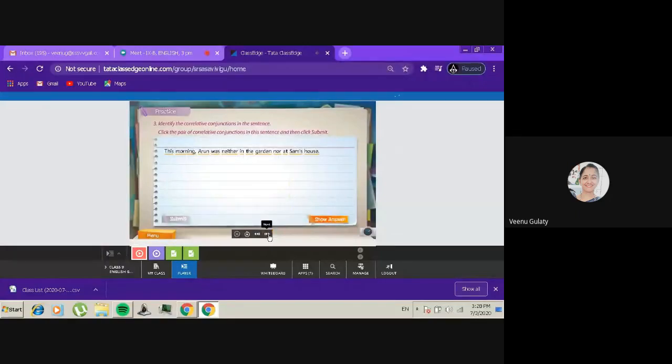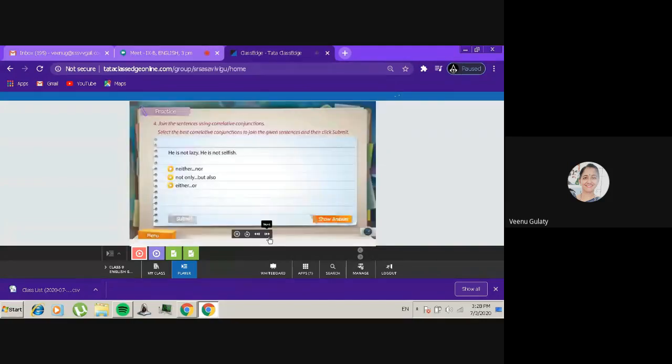Identify the correlative conjunctions in the sentence. Click the pair of correlative conjunctions in this sentence and then click Submit. Okay, two questions for girls now. Neither nor. Ma'am. Yes. Who is this girl? Neither or and nor. Neither. No.